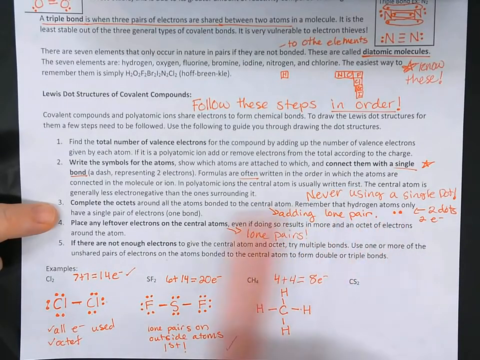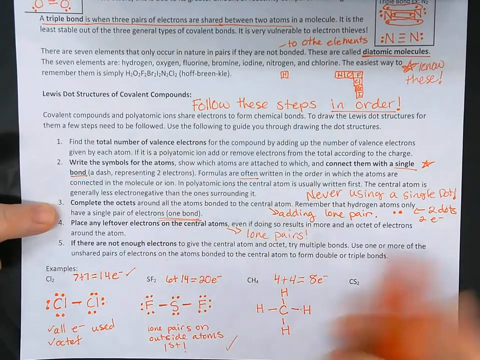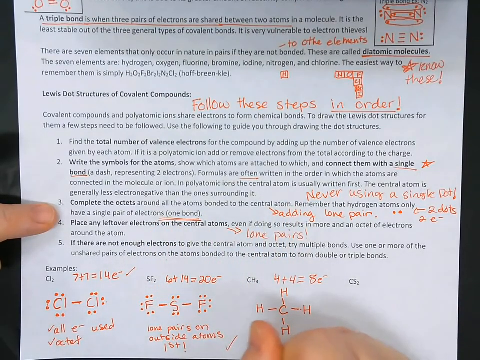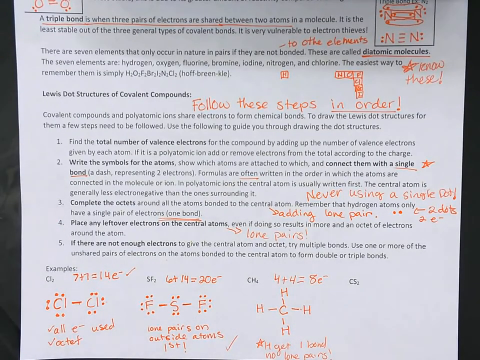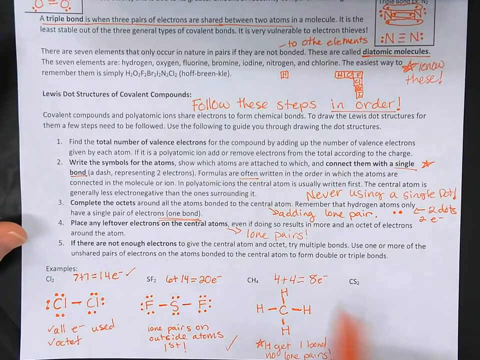So it says, remember that hydrogen atoms only have a single pair of electrons, one bond. So that's the key here. Hydrogen gets one bond, no lone pairs. Okay, no lone pairs for those hydrogens. That's all they get. They get a line. So these hydrogens are all done. They have the max they want.